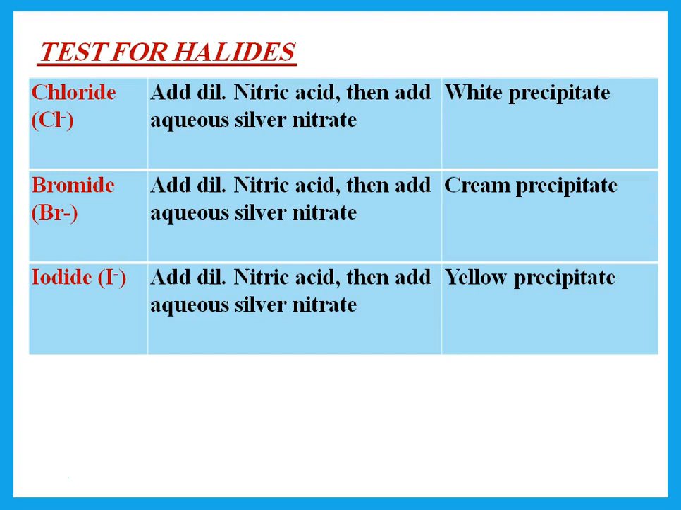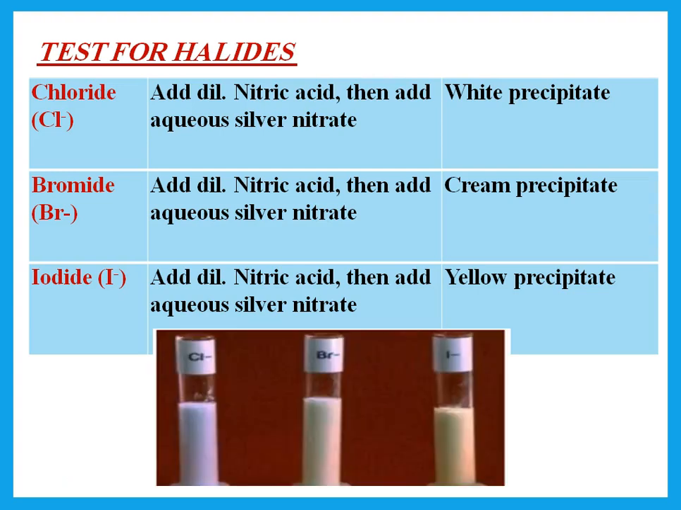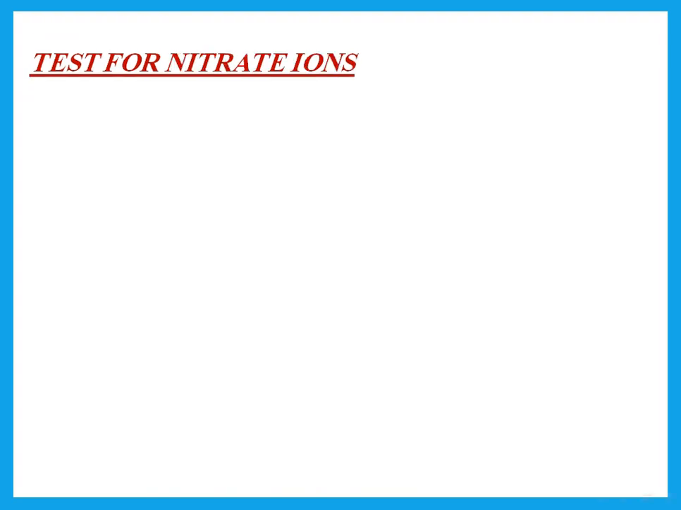Test for halides. Halides are chloride, bromide, iodide. For all of them, I add dilute nitric acid and silver nitrate solution. Remember, dilute nitric acid and silver nitrate solution. If I have chloride, it's a white precipitate. Bromide, cream precipitate. Iodide, yellow precipitate. Remember, these are tests for the halide. So this is the test for chloride, not for chlorine. There's another test for chlorine. This is for chloride, bromide, iodide.